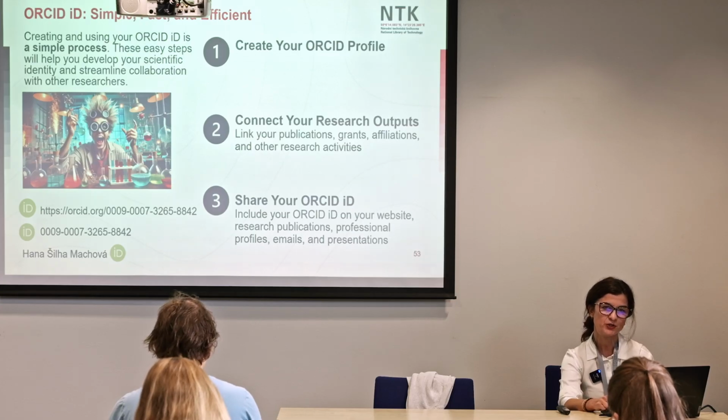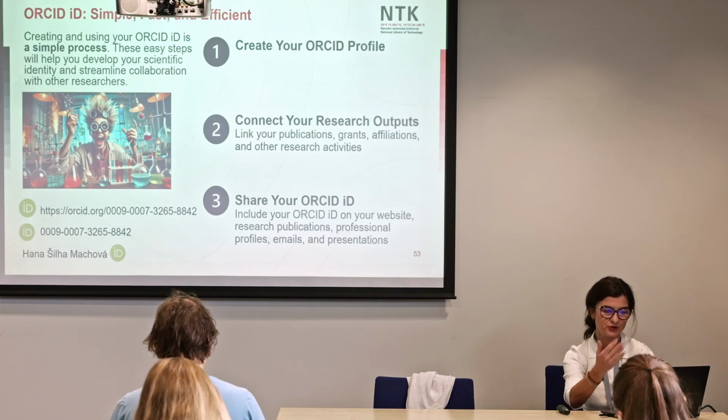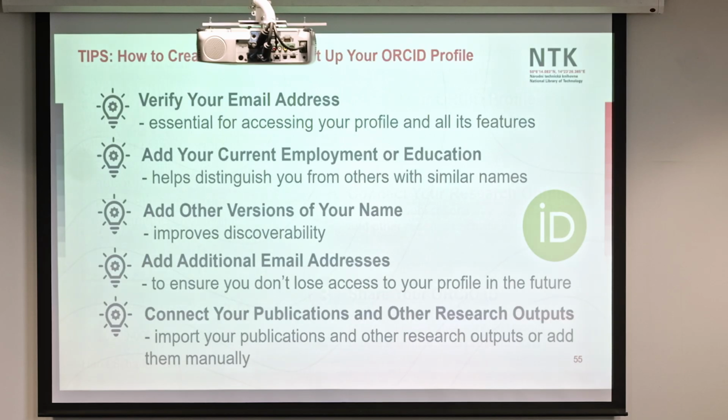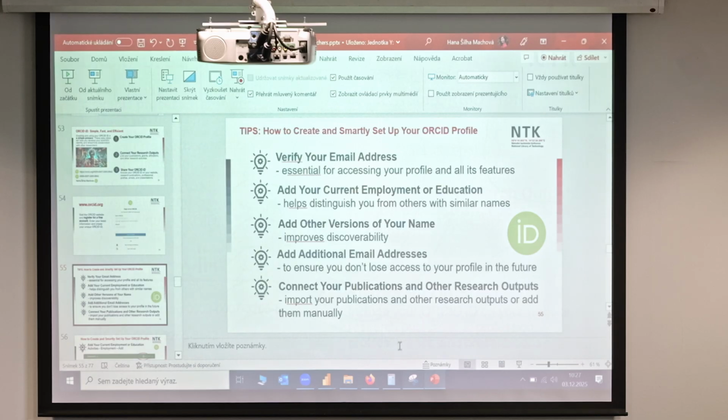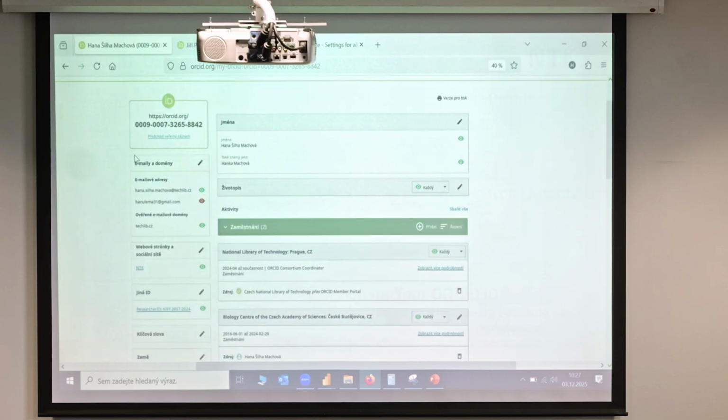Anytime when you, let's say, write an email or give a presentation, or on your websites and so on. So the first step to have your ORCID ID is to visit orcid.org and in a few steps create your own profile. And now I will switch into my profile and show you what not to forget.